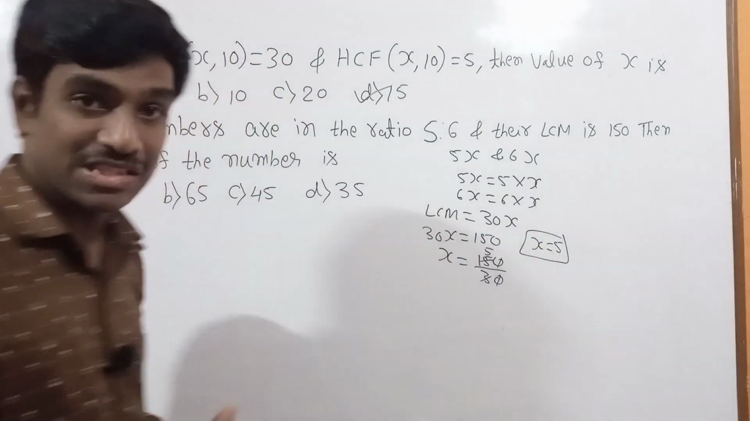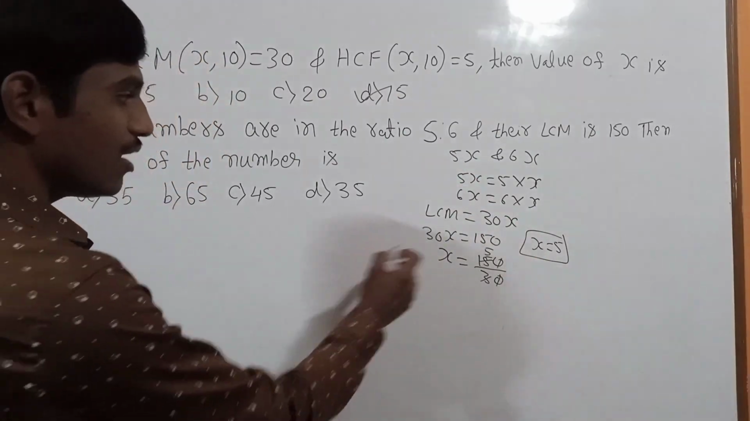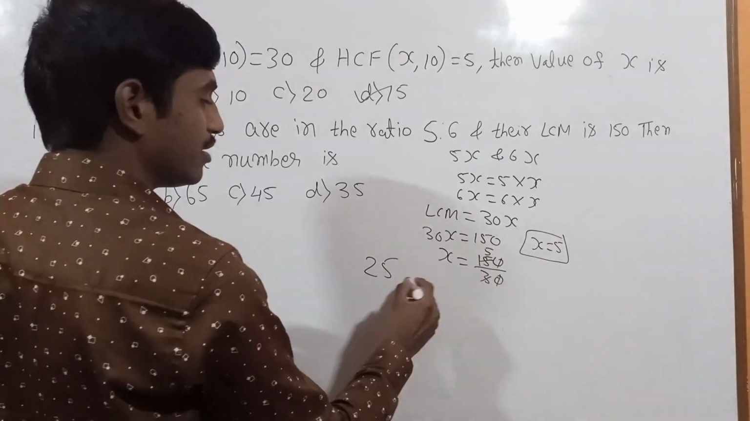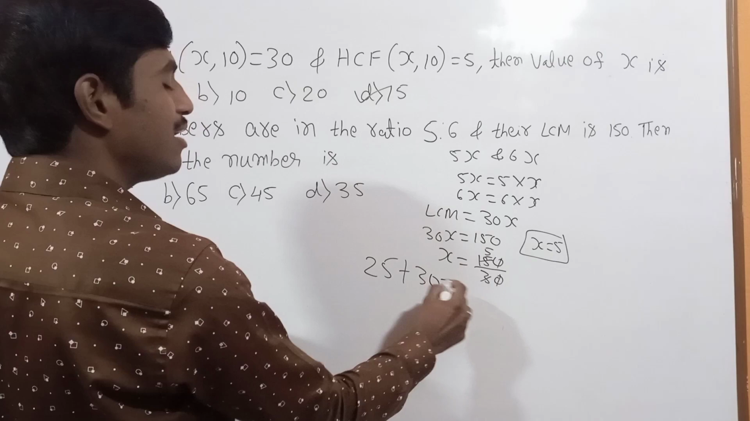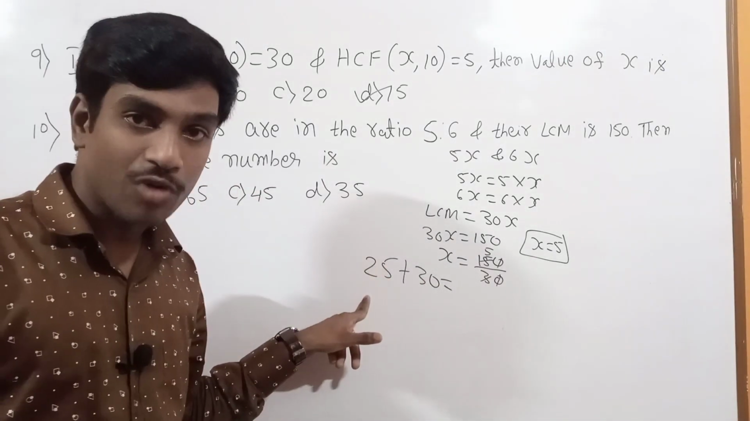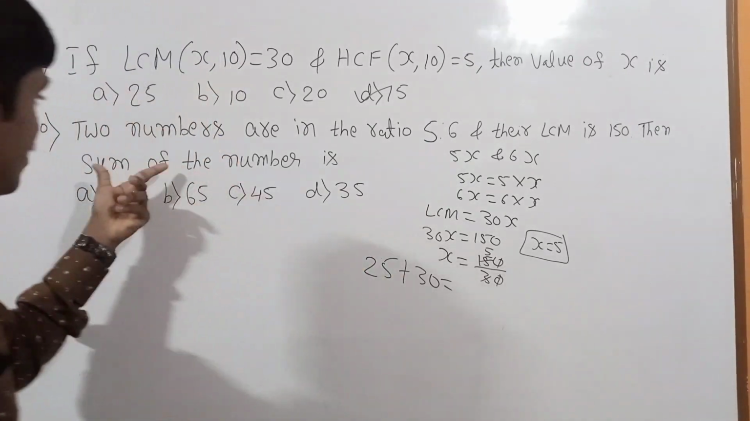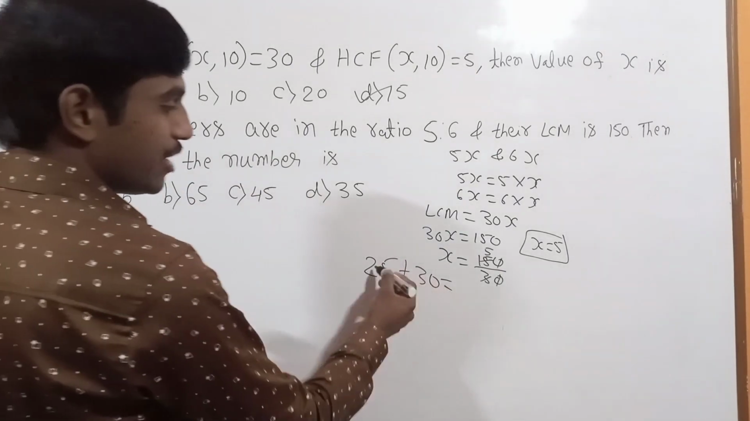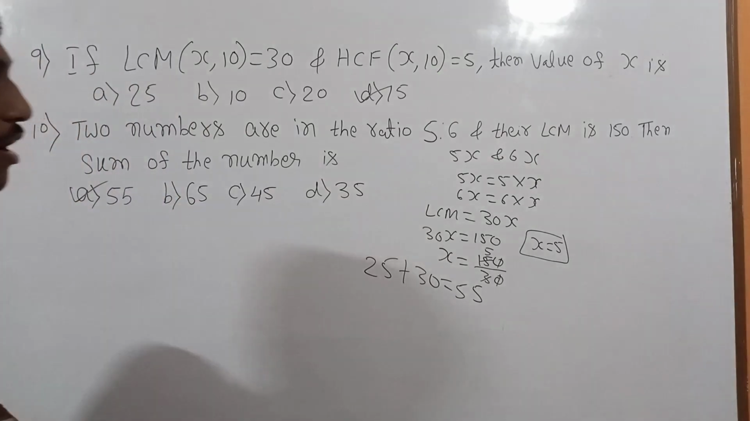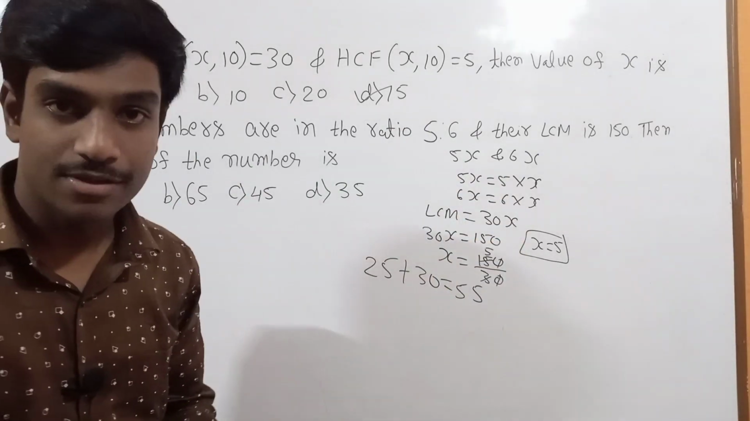If the value of x is 5, then the numbers will be 5 into 5, that is 25, is one number, and 6 into 5, that is 30, is the other number. We need to add the numbers because they have given the sum of the numbers. So 30 plus 25 is 55. That means the answer is option A, which is 55. So when they give it in a ratio, you have to find it like this.